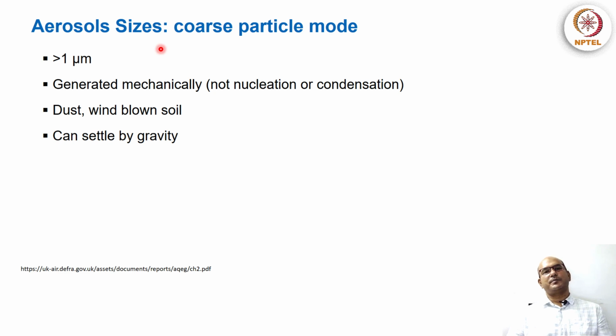Then we have the coarse particle mode. As we see, these can be dust or wind-blown soil or sea sprays, pollens, or they can be mechanically generated, which means not by nucleation or condensation, typically more than 1 micrometer, and such particles have a better chance of settling by gravity.